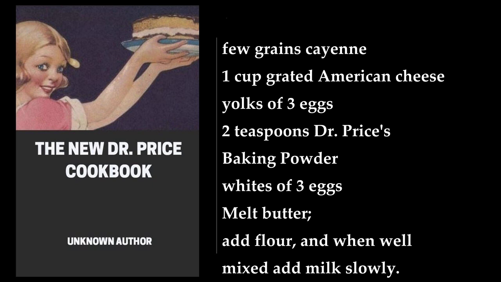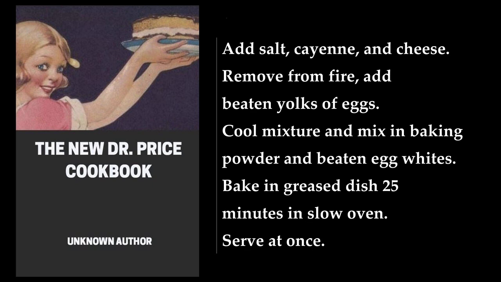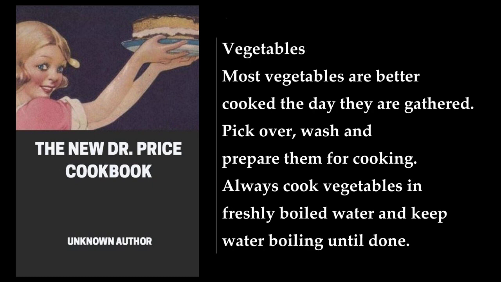Melt butter. Add flour, and when well mixed, add milk slowly. Add salt, cayenne, and cheese. Remove from fire, add beaten yolks of eggs. Cool mixture and mix in baking powder and beaten egg whites. Bake in greased dish 25 minutes in slow oven. Serve at once.